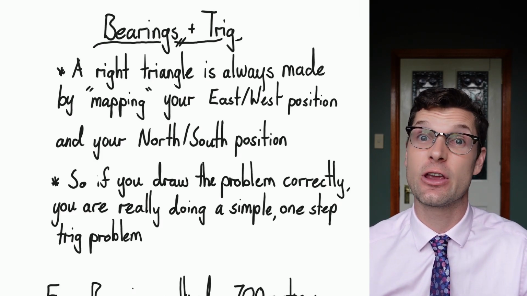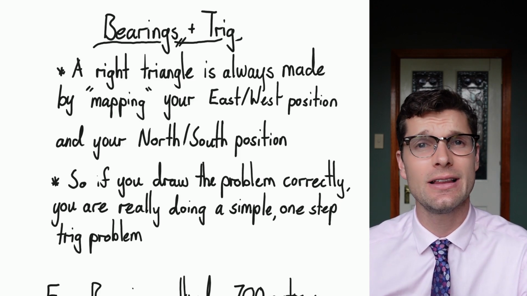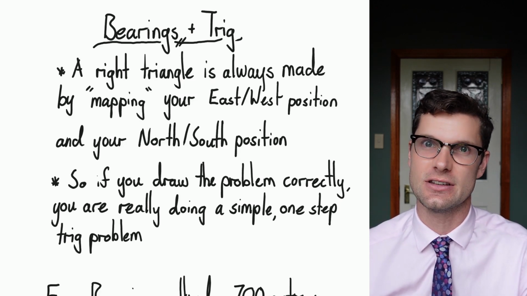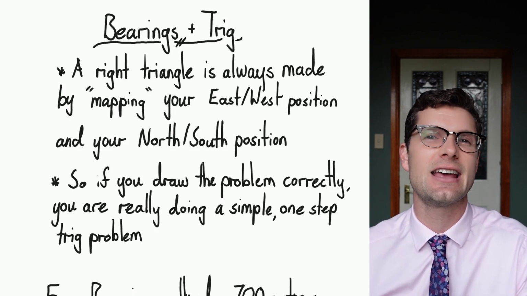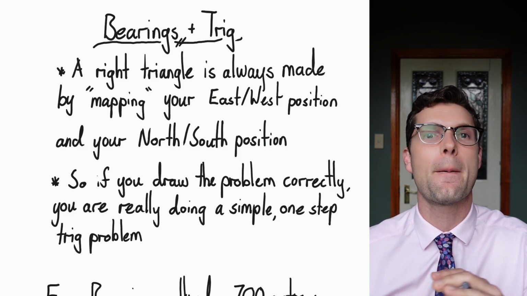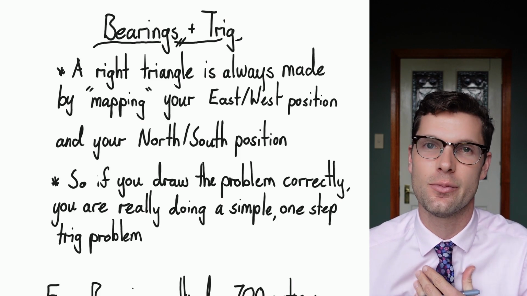Today we're going to look at how we can use bearings to answer really easy trigonometric questions. This is something that can be really useful in real life because it can tell us the position of objects based on their position compared to us.